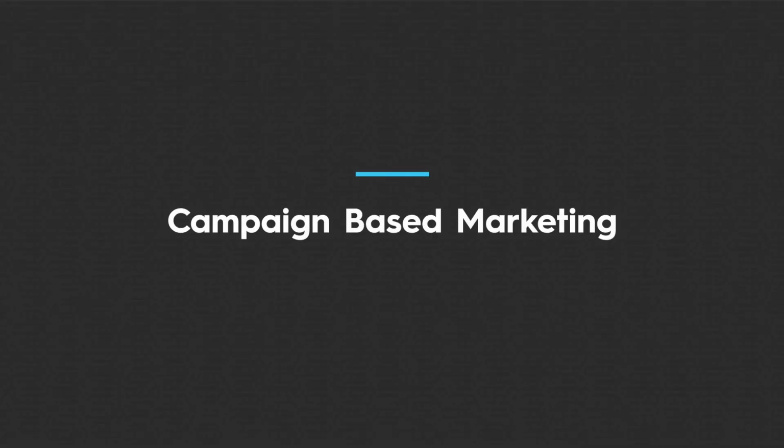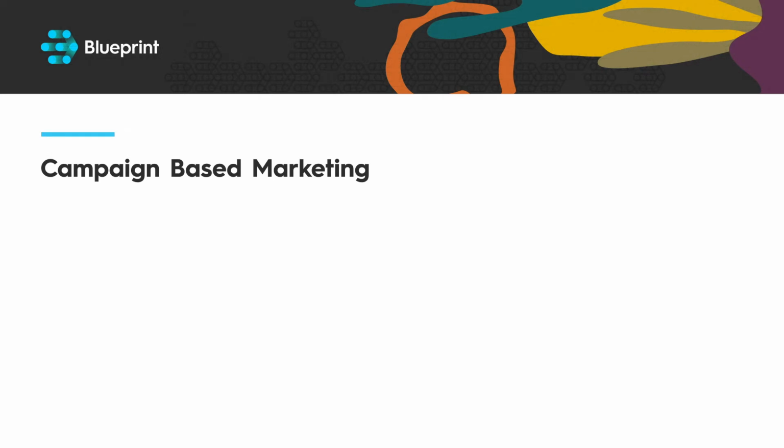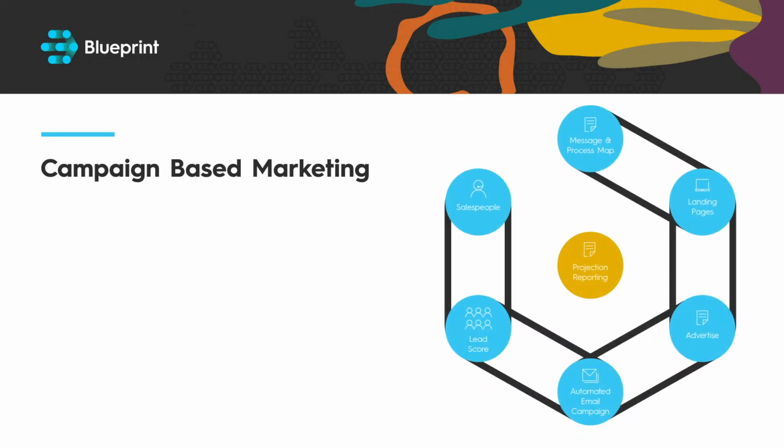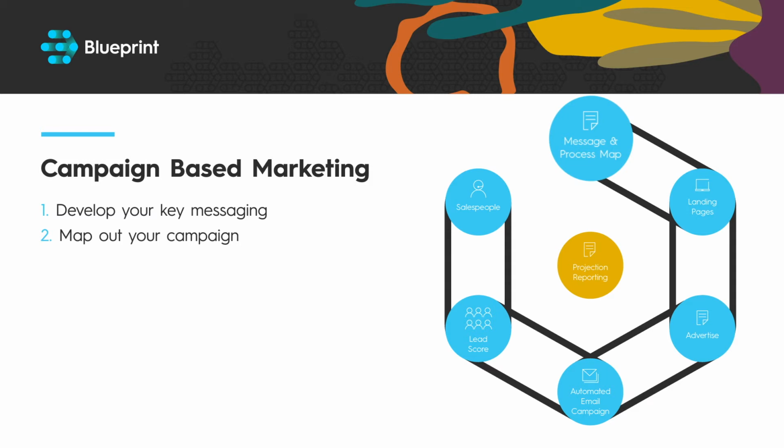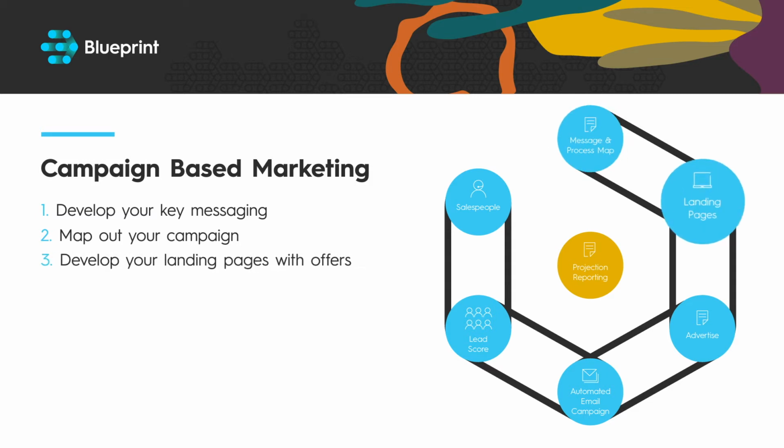Now, let's take a look at the campaign-based marketing approach. With the campaign-based model, as you can see here, the first thing that you do is develop your key messaging. Then map out your campaign, which is the top circle that you're seeing here. Then, you develop your landing pages with offers. I'll get into that in a minute. Your landing pages is where you drive your traffic to, instead of a website. Once you've developed your landing pages with your offers, develop your ads.